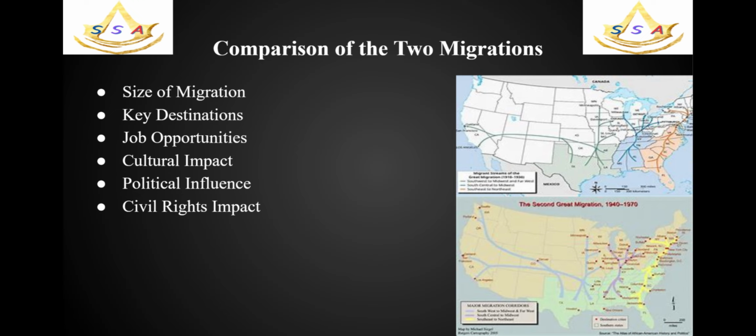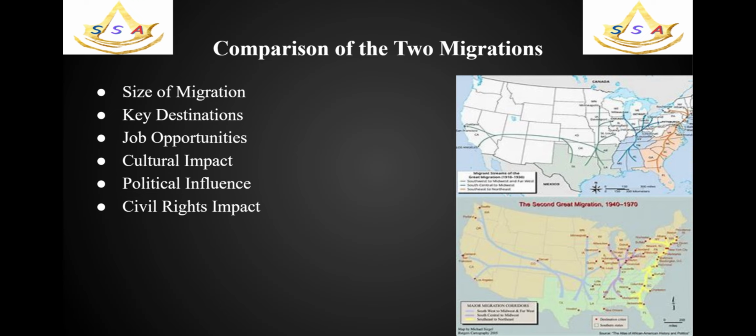Both migrations involved large numbers of Black Americans leaving the South. Yet their motivations, destinations, and broader societal impacts diverged in key ways. By comparing both of these movements, we gain a deeper insight into the transformation of African American communities and their role in shaping the modern United States.